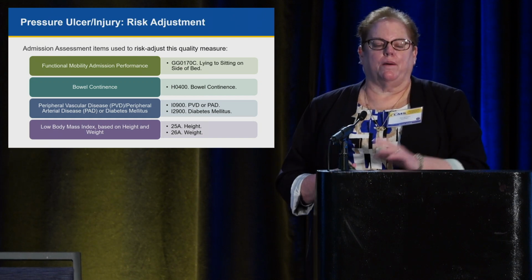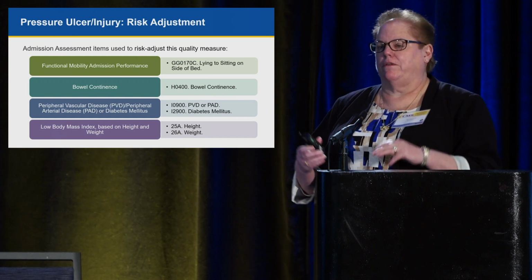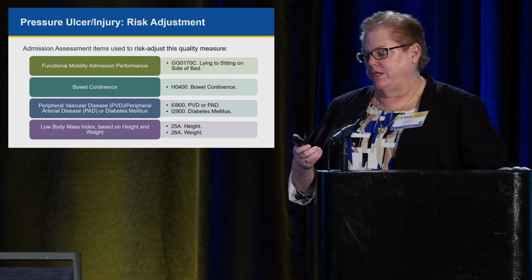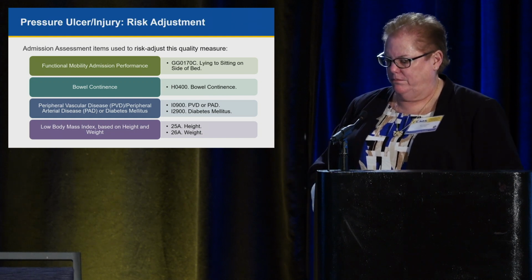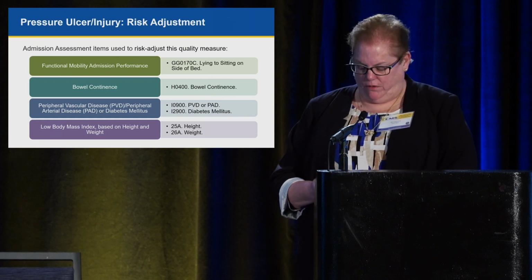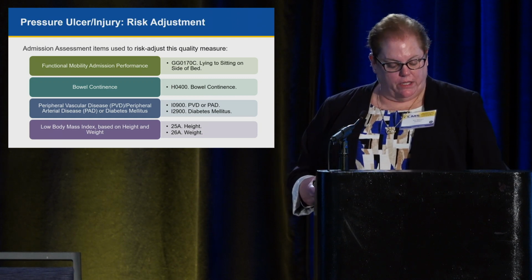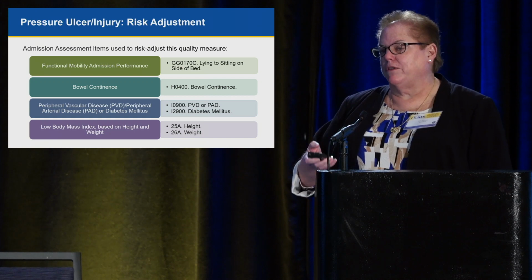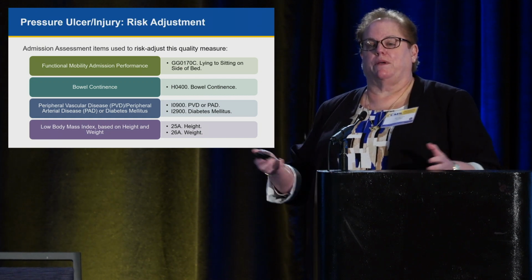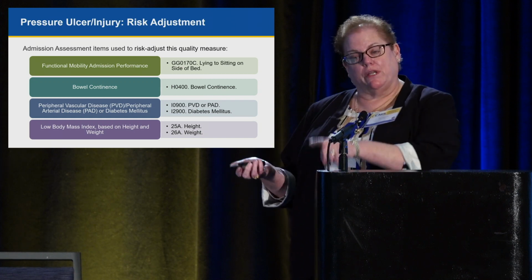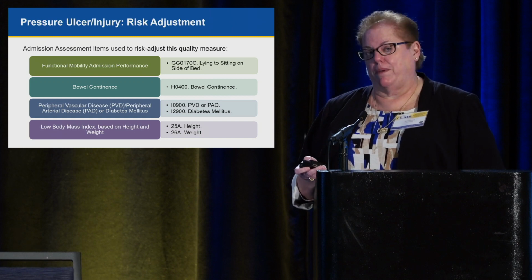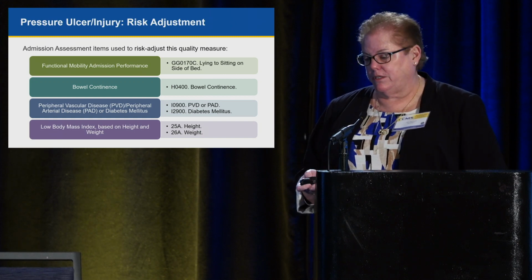A couple of times there were questions asked about calculating the BMI. How it's done on the back end is using height and weight, so items 25A and 20 for height and weight. That's what's going to calculate our low body mass index. Now, clinically, for this risk adjustment we're just looking at low BMI, but you might want to think about someone who has a very high BMI also. It's not going to be a risk adjuster here, but from a clinical point of view, when you're trying to manage skin, maybe something that you want to take into consideration.